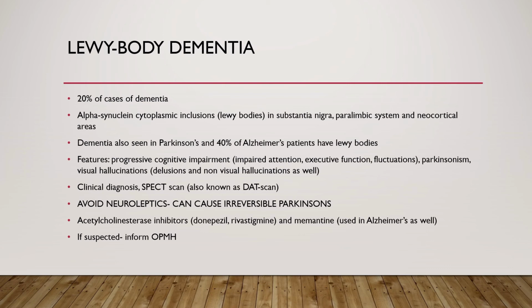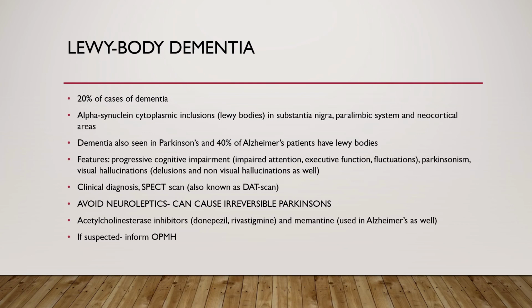It's quite confusing because dementia is also seen in Parkinson's patients. And 40% of Alzheimer's patients also tend to have Lewy bodies in their brain. So it's quite difficult to differentiate between them for a neurologist. However, features of Lewy body that differentiate it from Parkinson's or Alzheimer's is this progressive cognitive impairment that they can get. They can have this impaired attention, impaired ability to perform executive functions, and they have these fluctuating levels of cognition as well, which is very pathognomonic of Lewy body dementia.